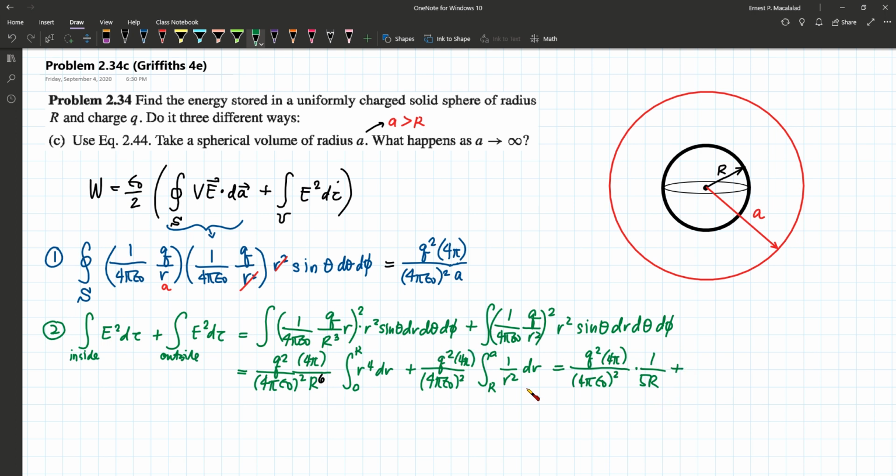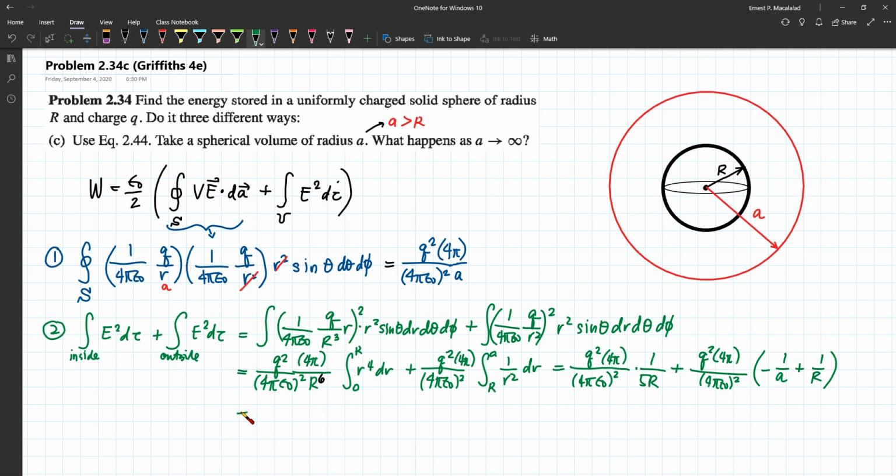Then plus this one. So this is q squared times 4 pi divided by 4 pi epsilon naught squared. Then times negative 1 over r, evaluated from r to a. So this gives us negative 1 over a plus 1 over r.